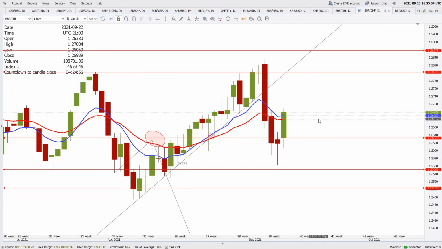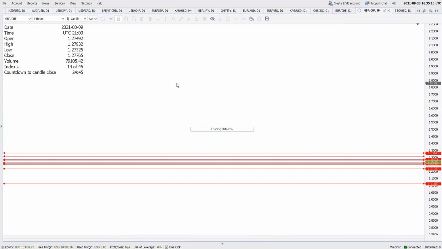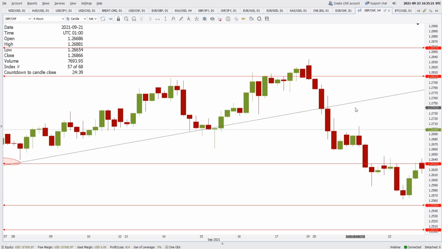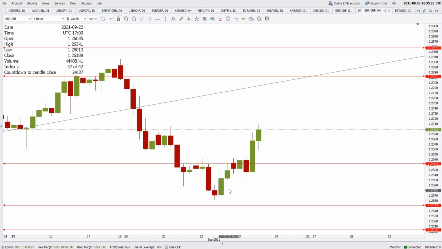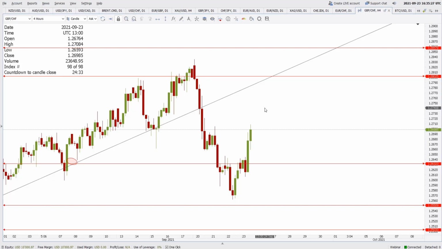GBPCHF again is very nice because the pound is bullish today, so 1.2632 is acting as a good support for the price after the break up. On the 4 hour, I think it is a better picture. You see there was a break and then it became a support and the price is headed up. So now 1.2802 is the next level of resistance, and 1.2632 is the level of support.